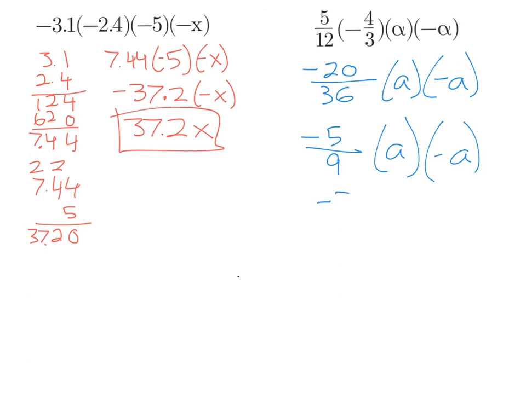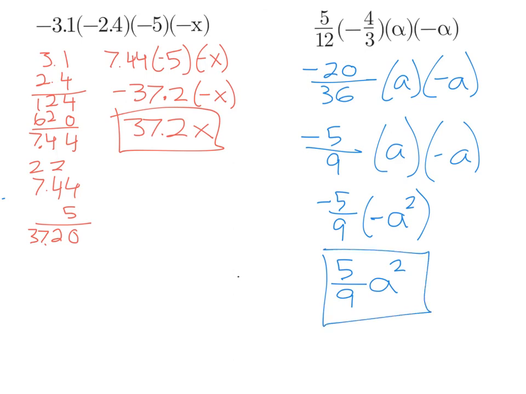Now, I don't have any more numbers here. I think that's as far as that fraction is going to go. But I do have a times negative a. Now, this is a positive a times a negative a. So I know my answer is going to be negative. And hopefully remember your exponents. If I have something times itself, a times a, that's going to give me a to the second power. And now that I have a negative 5/9 times negative a squared, that's going to give me a positive 5/9 times a squared. And that is our final answer.